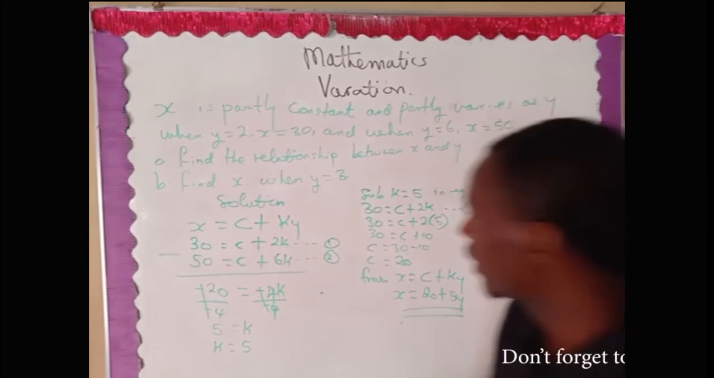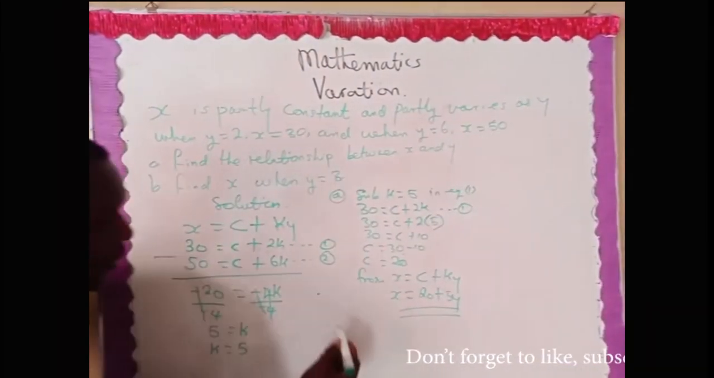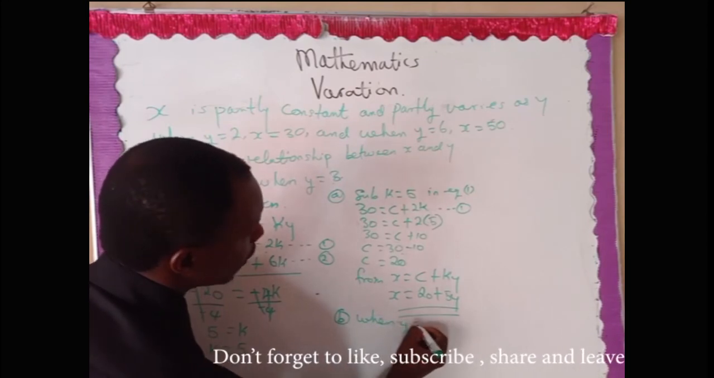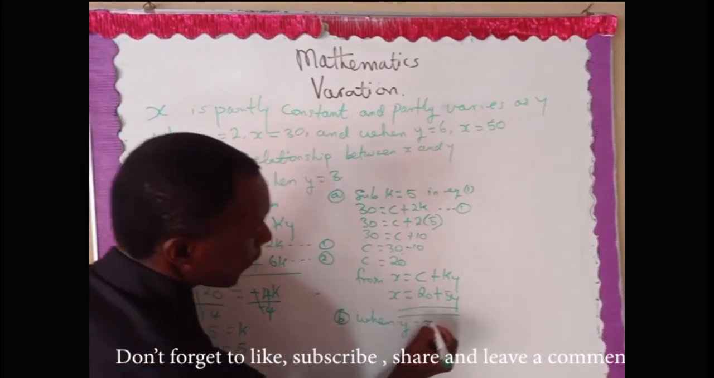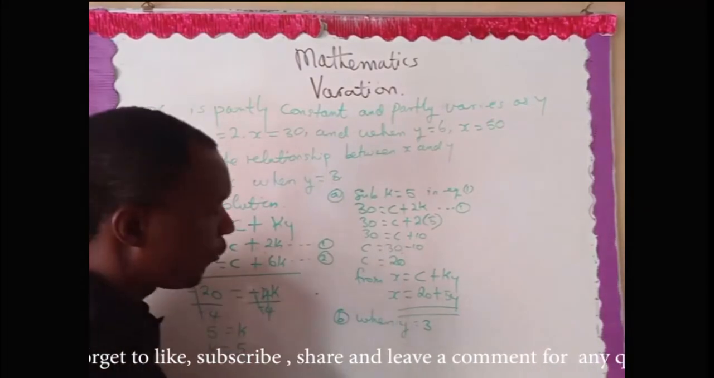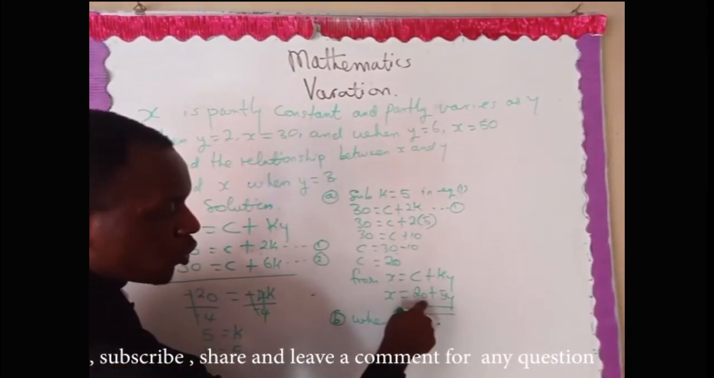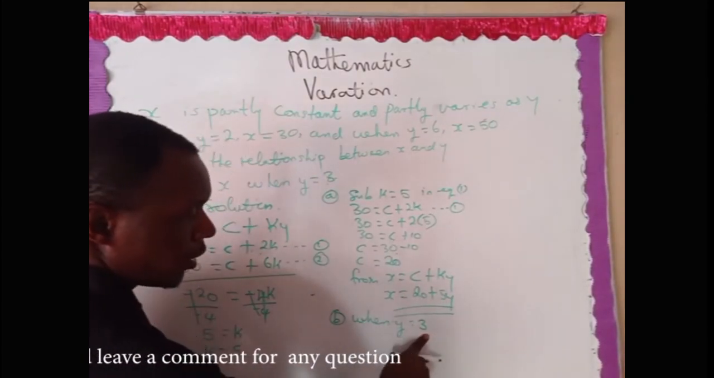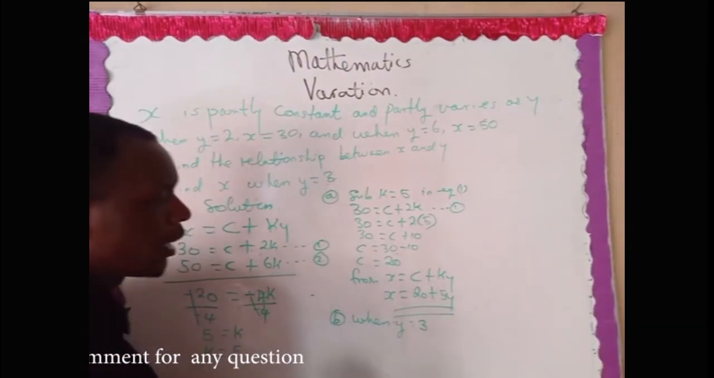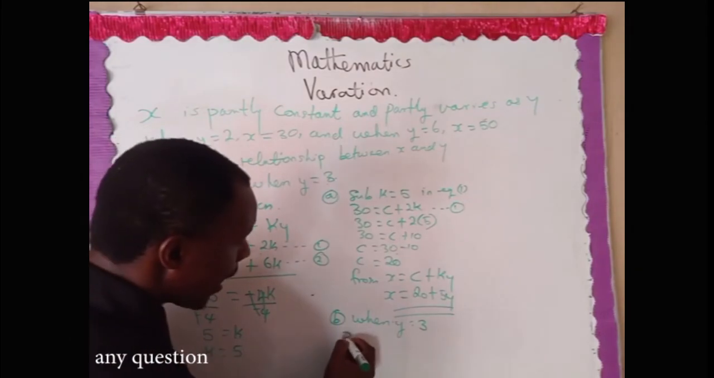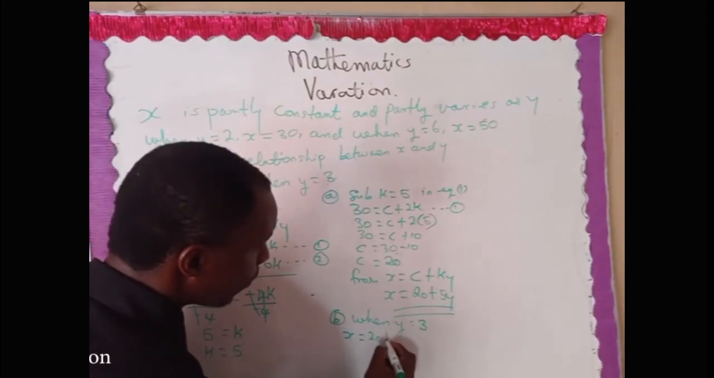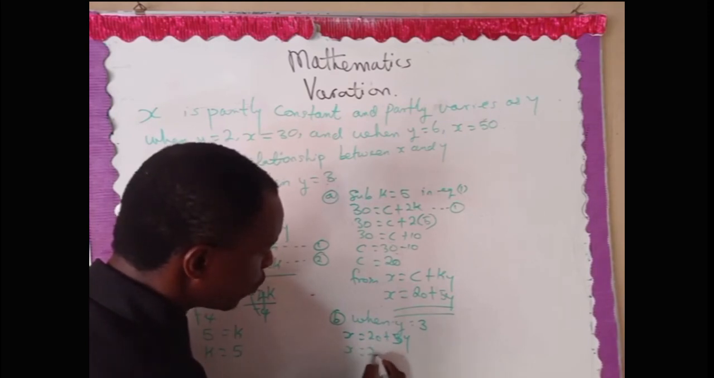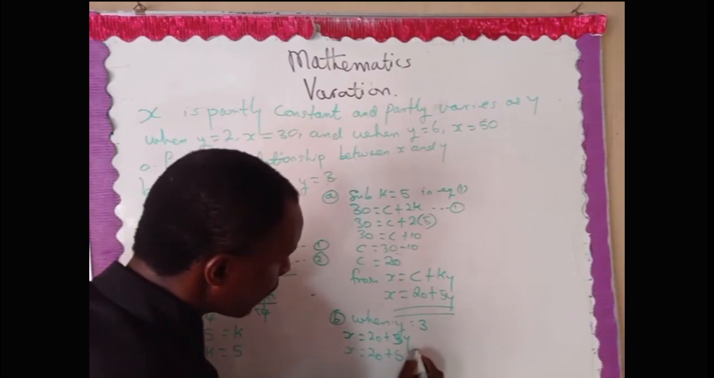Now let's see question B and how it looks. It's very cheap, of course, now that I've gotten our formula. So B, when Y equals 3, I will go back to my formula, which is here, S equals 20 plus 5Y. Then substitute 3 in place of Y, then add up. That will be my answer.